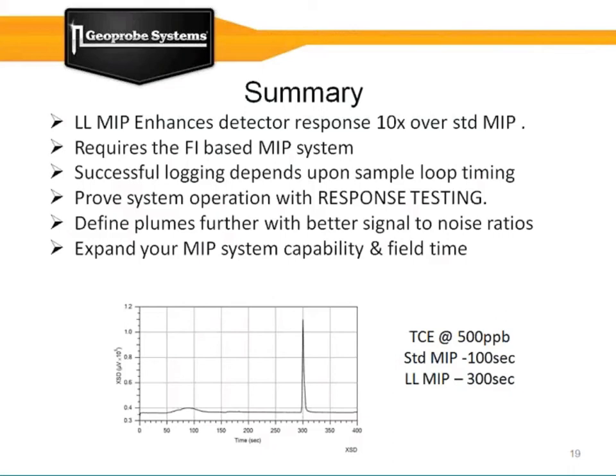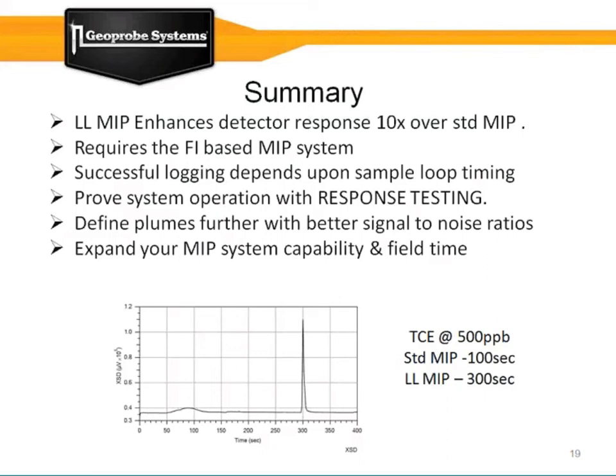Successful logging with the low level is going to depend on loop timing. It has to be set up with the control parameters that Dan showed us. Of course, triggering can be set up to be automatic with depth. You move a foot or 30 centimeters, whatever you want. You can set it so it will automatically cycle when you stop at those target depths.